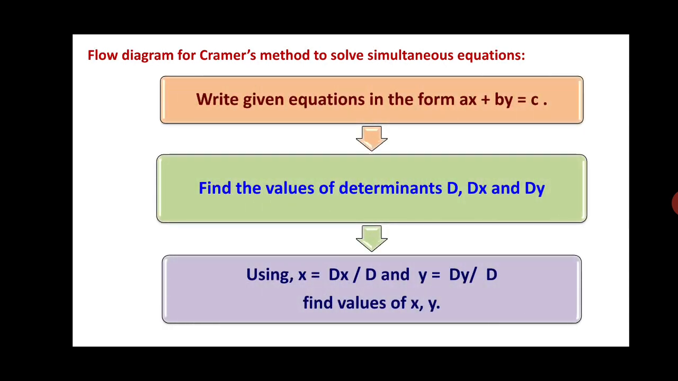First of all, you have to write the given equations in the form ax plus by is equal to c. Find the values of the determinant d, dx and dy. Using x is equal to dx upon d and y is equal to dy upon d, find the value of x and y. This is the flow diagram to determine the solution of the given simultaneous equations. Now let us see few problems based on this.